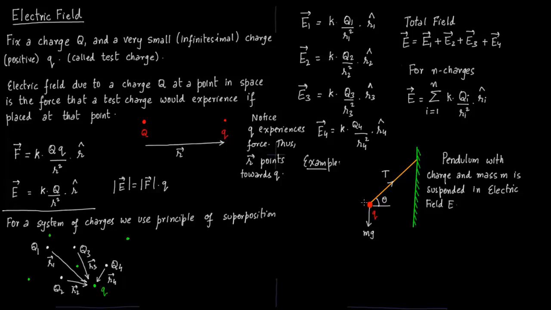So you can see the weight mg is acting downwards. The electric force, which is keeping it in equilibrium, is acting away from the wall. So in equilibrium you have T sine theta equal to mg and T cos theta equal to the force. So force is equal to Q times E. So that is the formula relating electric field and the charge. So this implies tan theta, that is T sine theta over T cos theta, is equal to mg over QE. So this is the equation at equilibrium.